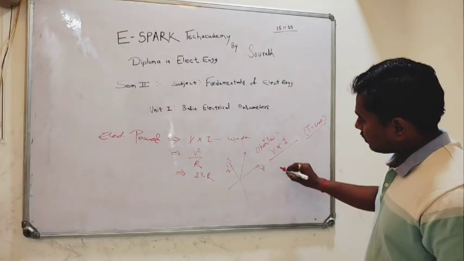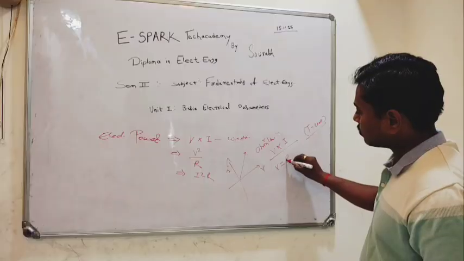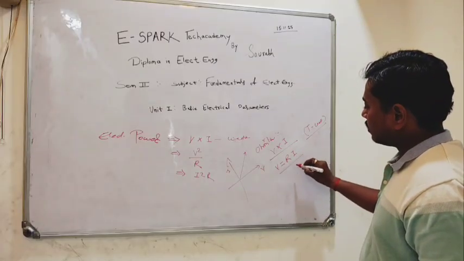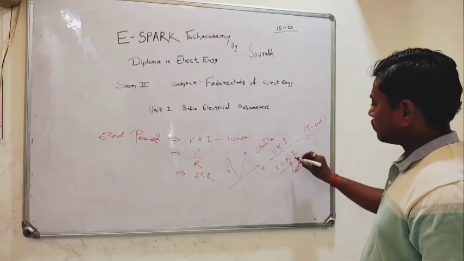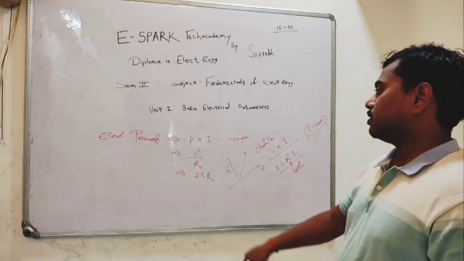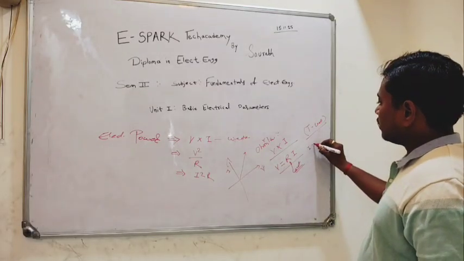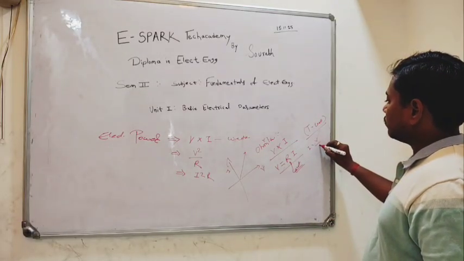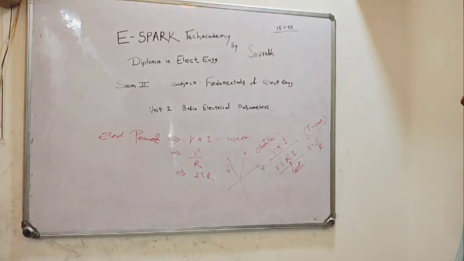Now we will derive from Ohm's law. Voltage is proportional to I, so V is equal to R into I. The R is nothing but the constant. These values are substituted in the equation. Since I is equal to V by R, substituting it in those equations, we get V square by R.